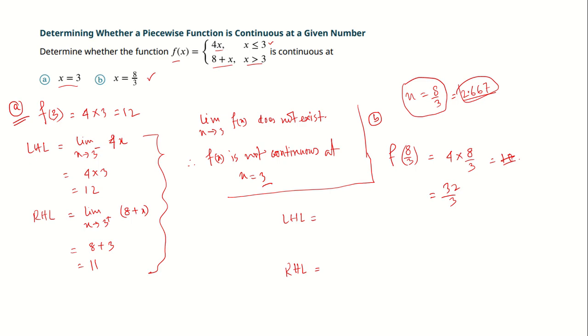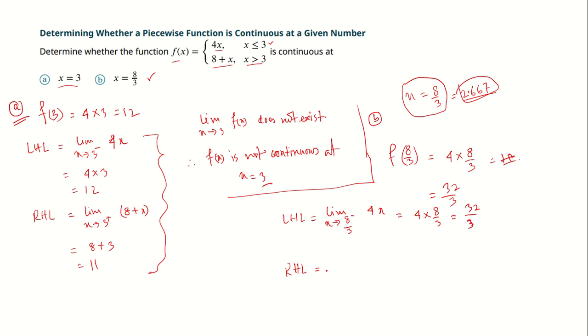Which function do we have to use here for the left hand limit? 4x, right? That is the limit as x tends to 8 by 3 negative of f of x, that means 4x, so equals 4 times 8 by 3, so we have the same value, 32 by 3, right?